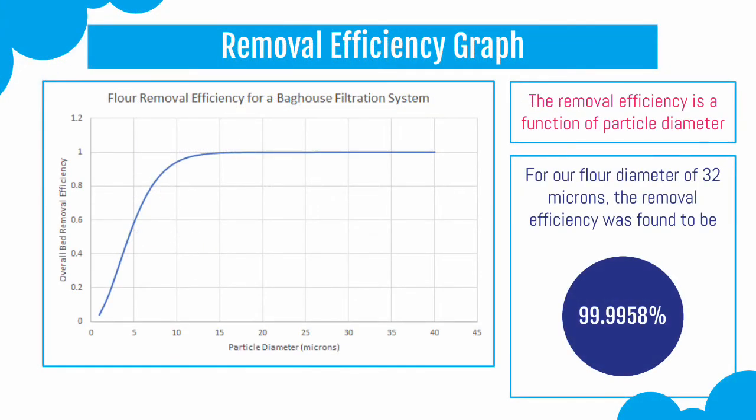Because removal efficiency of a filter is dependent on the particle diameter, a graph relating the two was able to be made. The geometric mean diameter of the flour particles is 32 microns. It was found that for this size of particles, the removal efficiency of the flour through the use of a baghouse filter is 99.9958%.